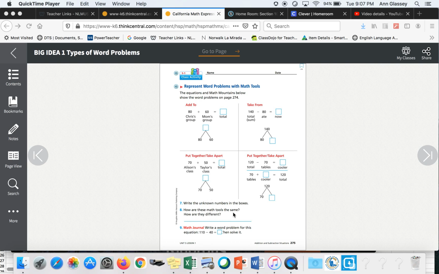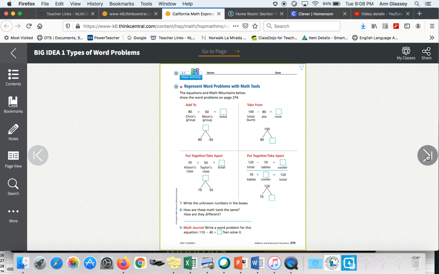How are these math tools the same? How are they different? They are the same because they all have something missing, correct? That's something that's the same. They all have a missing number, an unknown number. But what's different is the different parts are missing. It might be total, it might be an addend. You do not have to do number 9 math journal.